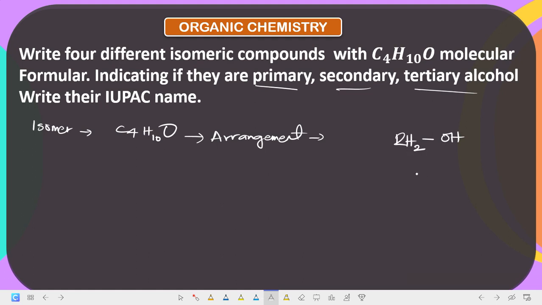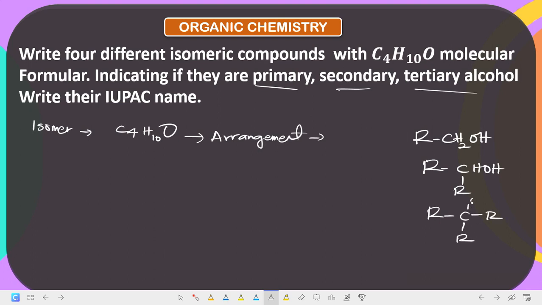Now, let's make it easier. If you have something like this, RCH2OH, this is a primary alcohol. How about if you have R, C, then H, OH? This is also a primary alcohol. Then how about if you have R, C, let's say another R, then OH here? This is a tertiary alcohol.